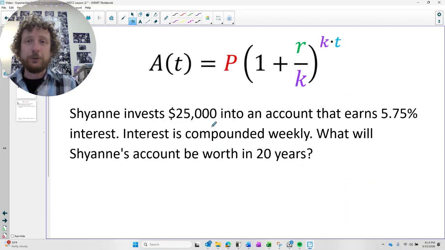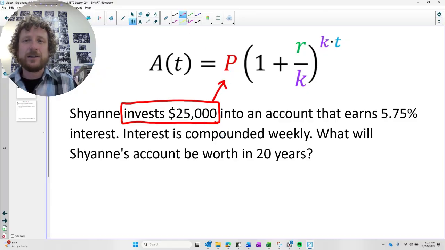So I'm going to read the story. Cheyenne invests $25,000. I'll stop right there. Invest $25,000. That's her starting amount. That's what she's investing. Into an account that earns 5.75% interest. That's her interest rate. That's going to go in there.